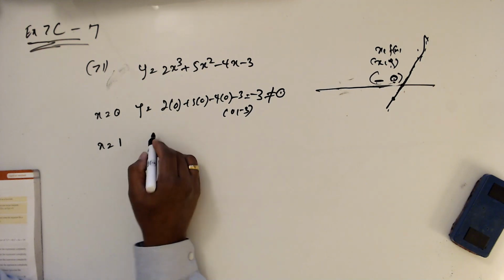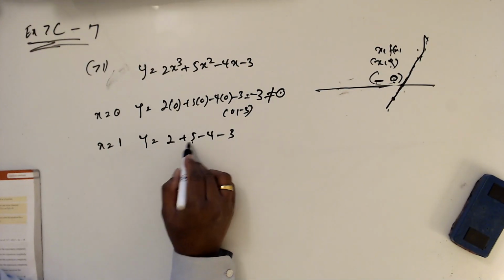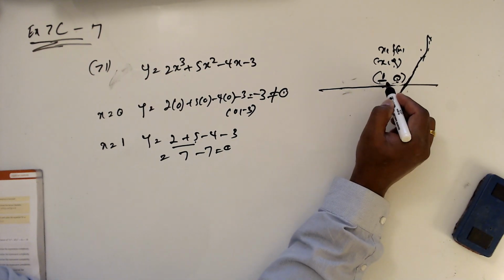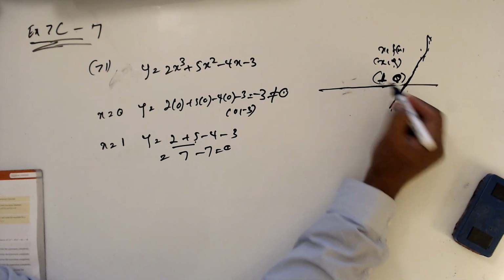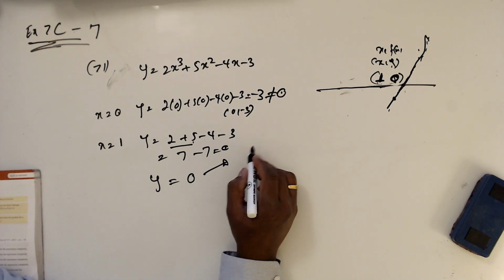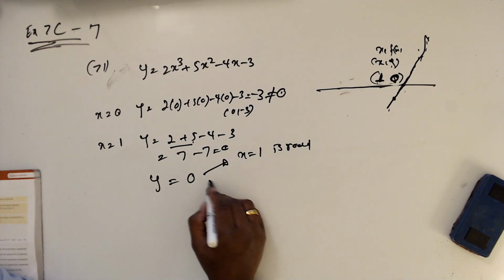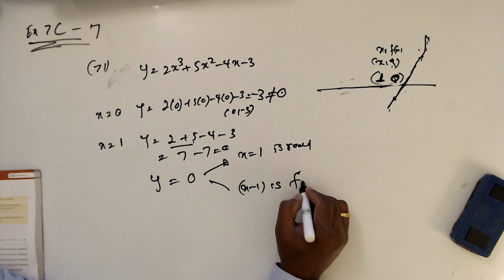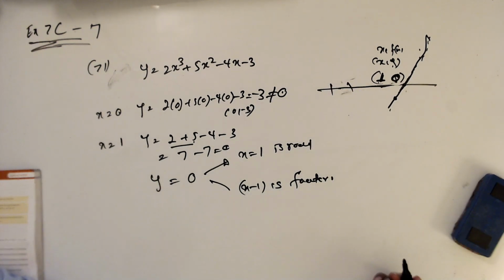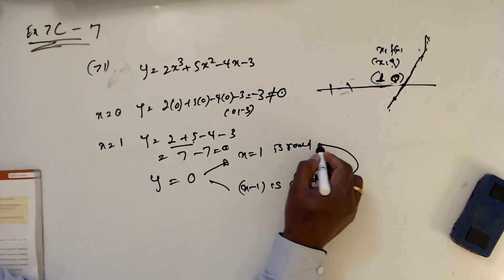X equal 1, y equal 2 plus 5 minus 4 minus 3. Now that works. This is 7 minus 7, 0. When x equal 1, y becomes 0. Now y equals 0, it means you have two things. What is it? X equal 1 is a root, and x minus 1 is a factor. Now I want to find the other roots, basically, the other factors. When I know the factors, I know the roots. X minus 1 is a factor means x equal 1 is a root.